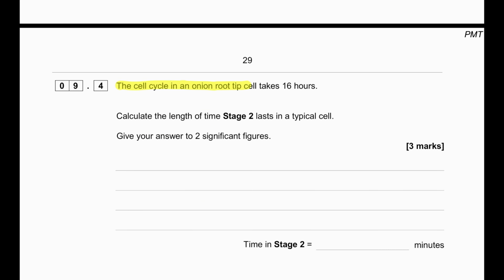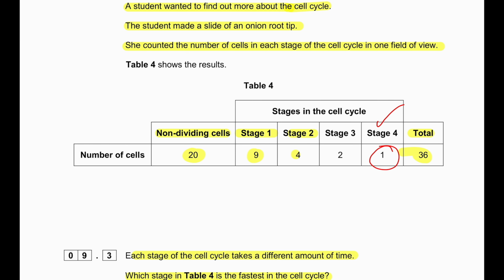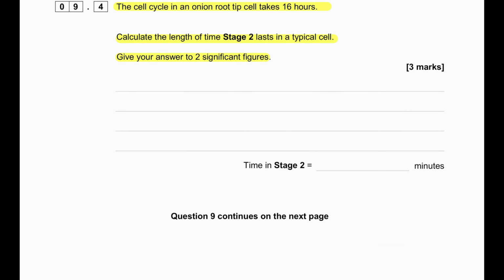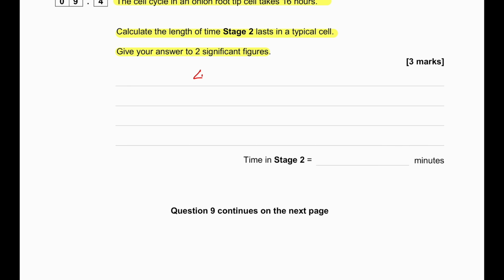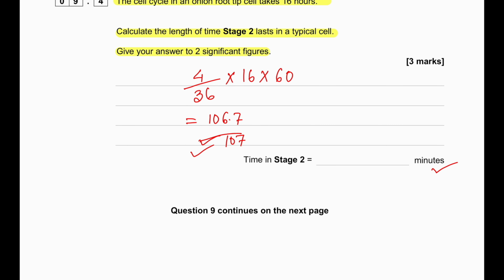The cell cycle in an onion root tip takes 16 hours. Calculate the length of time stage 2 lasts in typical cells. Give your answer to 2 significant figures. Because stage 2 has 4 cells, we will calculate based on that information. 4 divided by the total number of cells, which is 36, times 16 times 60. This will give us the answer in minutes, because the answer is required in minutes, which gives us 106.7, which is equivalent to 107, which is equivalent to 110 to 2 significant figures.